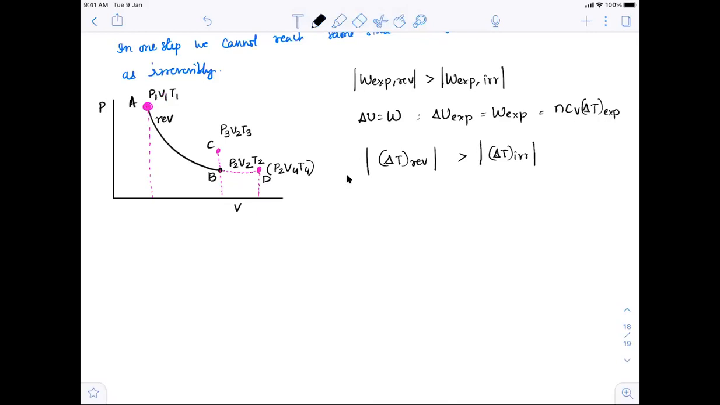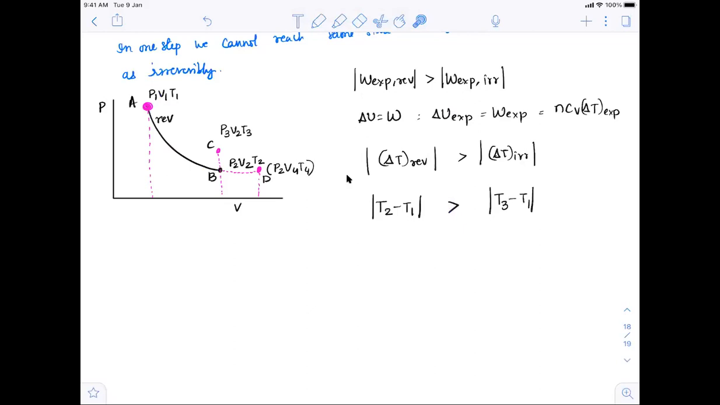Clear, guys? I think this point is clear. But both of them started with the same initial temperature. So imagine, reversibly it has reached T2. And irreversibly it has reached where? Maybe T3. Let's say it has reached T3. Correct? Now, I am saying that the difference between these two should be more in reversible. We are just following this inequality. See what happens to the temperature from T1 during expansion. The temperature will decrease, right?